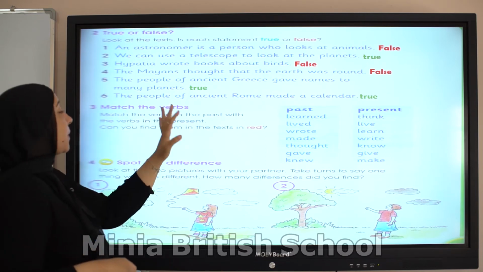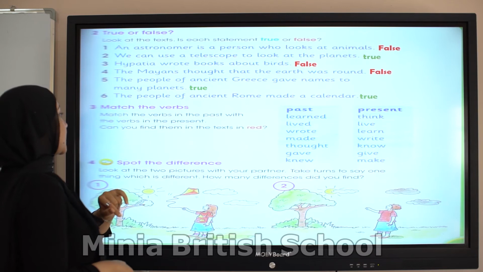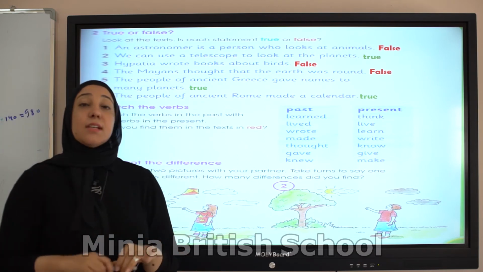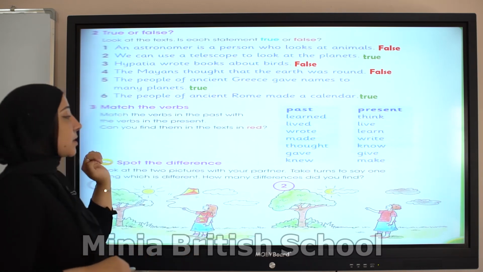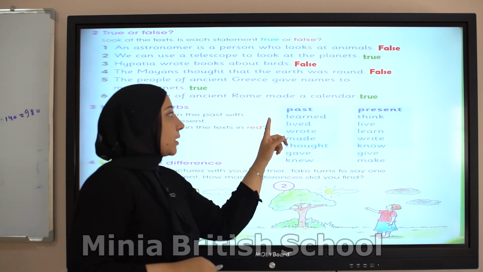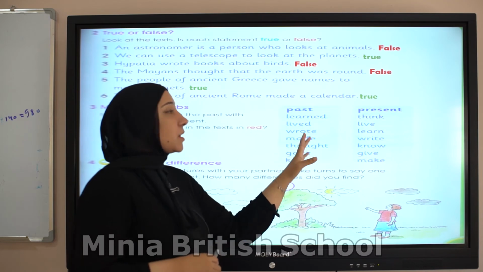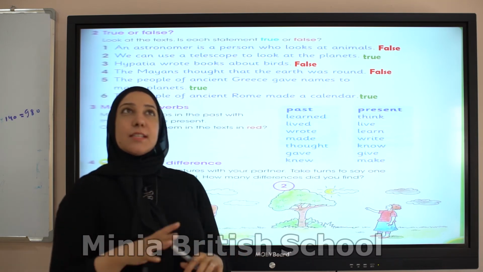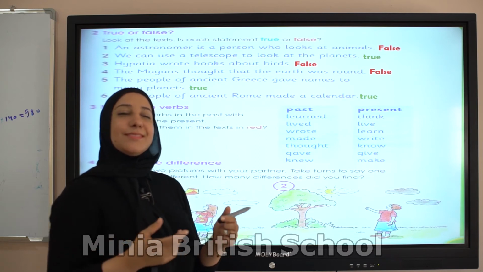Okay. Match the verbs. Match the verbs in the past with the verbs in the present. Can you find them in that text in red? Yes, we found them and we picked them up. Now we will match the verb in the past to the verb in the present. Okay, number 1. Learned. It's the past of.